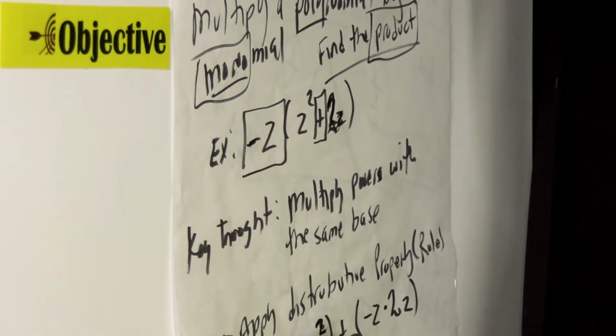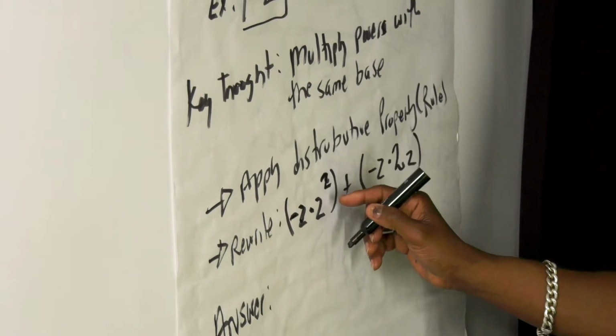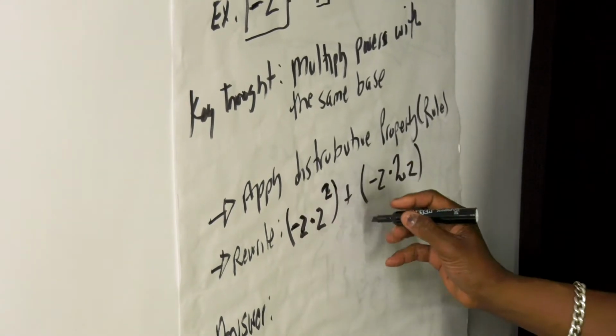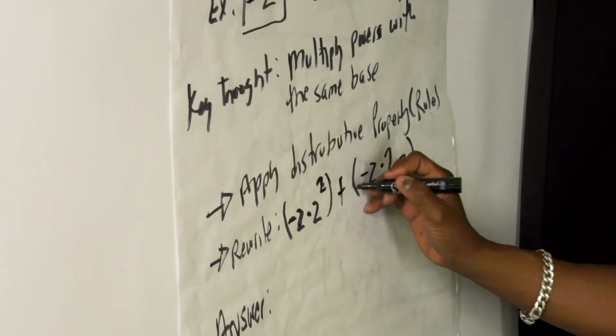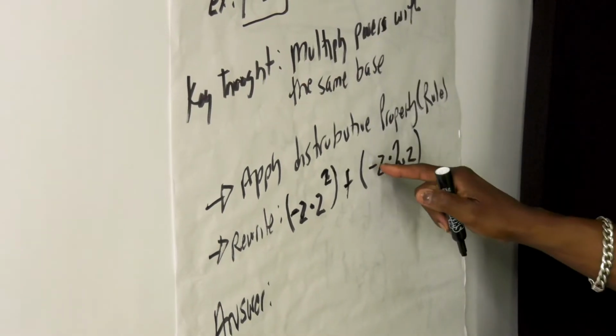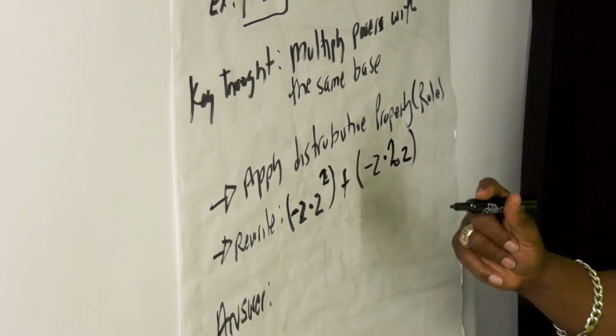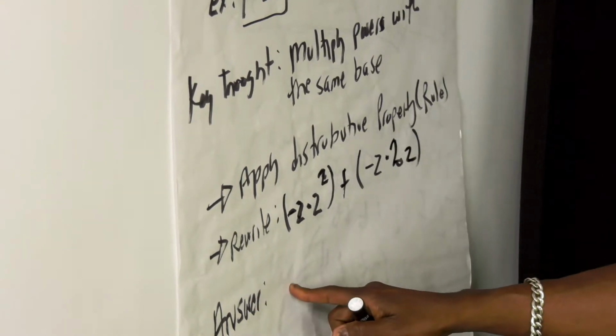Rewrite it as negative z, right here, times z to the second power. And we're going to bracket it off just to make it easy. The math operation in the middle is going to be still addition. And then we're going to distribute the negative z to 2z, which will be negative z times 2z. And then to simplify, I'll come up with the answer for this.